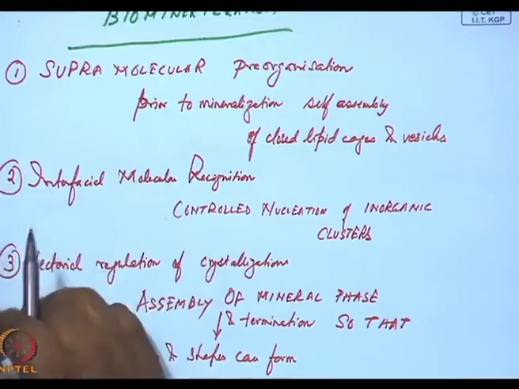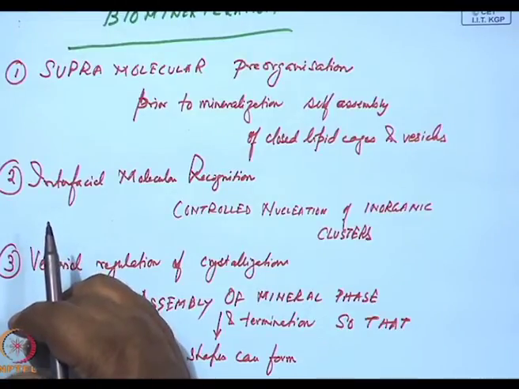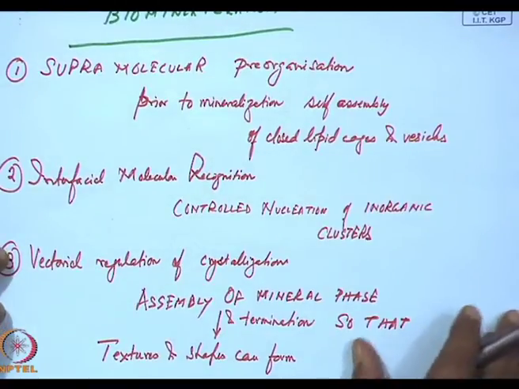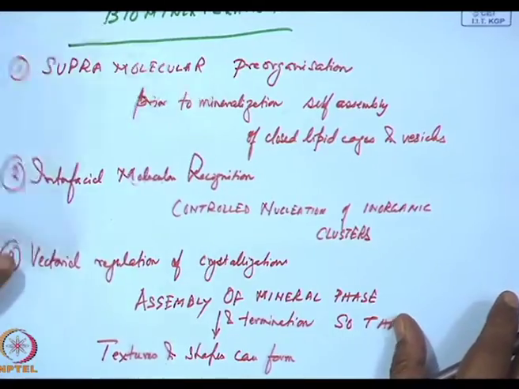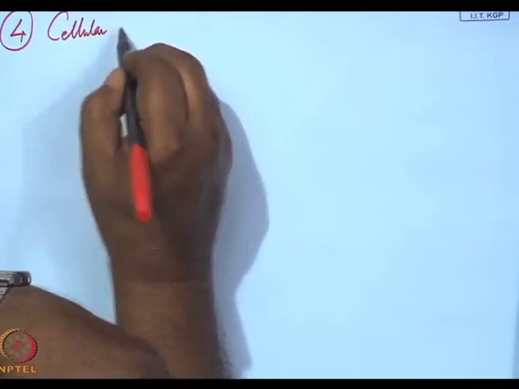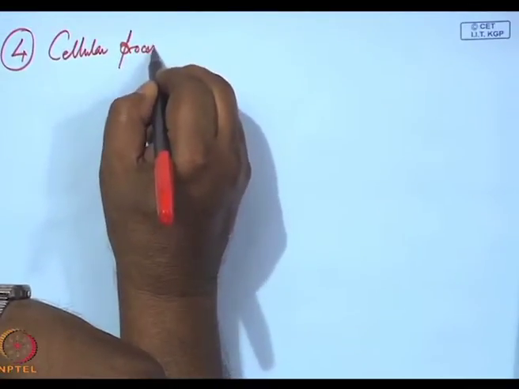I showed you the example of the mother of pearl, but there are 1,000 other designs you may need. And steps 1, 2, 3 are the very most important ones. If we are dealing with a biological system, then the fourth step is cellular processing.